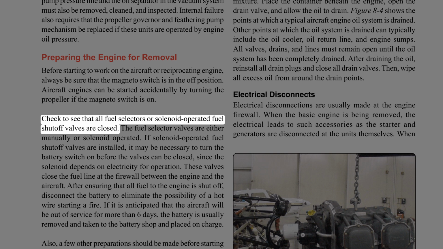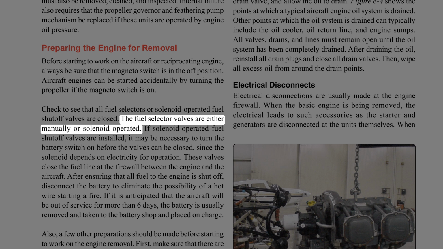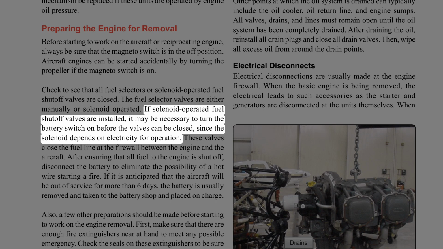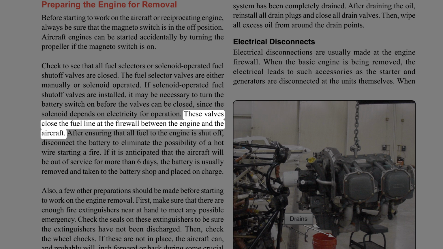Check to see that all fuel selectors or solenoid-operated fuel shutoff valves are closed. The fuel selector valves are either manually or solenoid-operated. If solenoid-operated fuel shutoff valves are installed, it may be necessary to turn the battery switch on before the valves can be closed, since the solenoid depends on electricity for operation. These valves close the fuel line at the firewall between the engine and the aircraft.